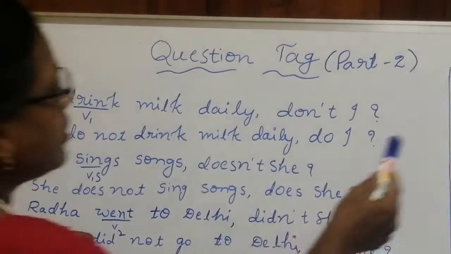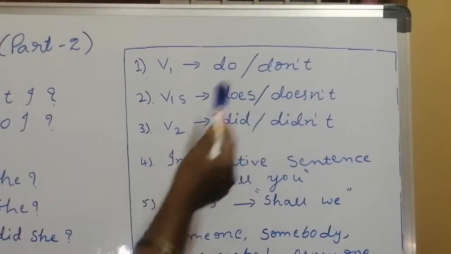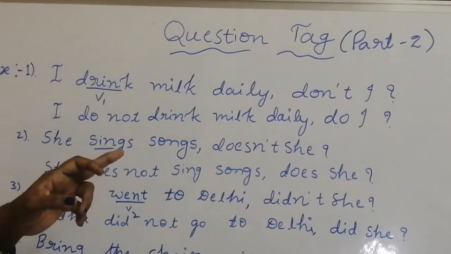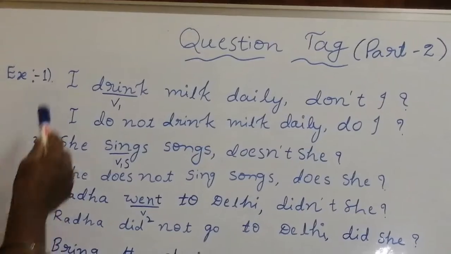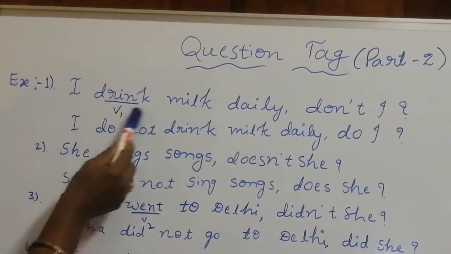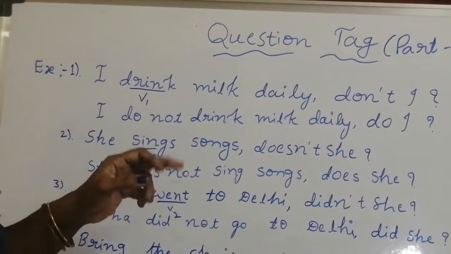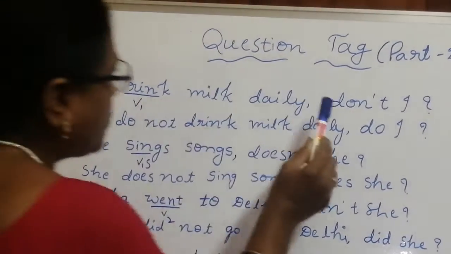Here, when v1 is there, then we should write do or don't according to the statement. In simple present, what is the structure? Subject plus v1 plus object. Now here the subject is I. Next, which word is there? Drink. What is drink here? v1. Then when v1 is there, we should use do.